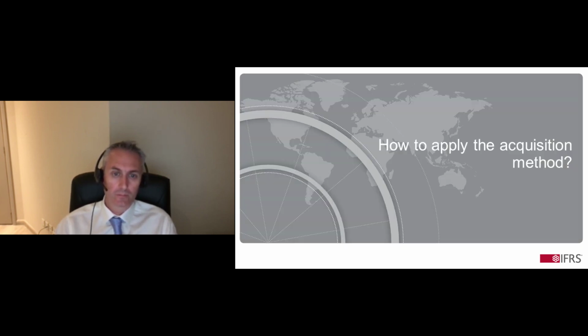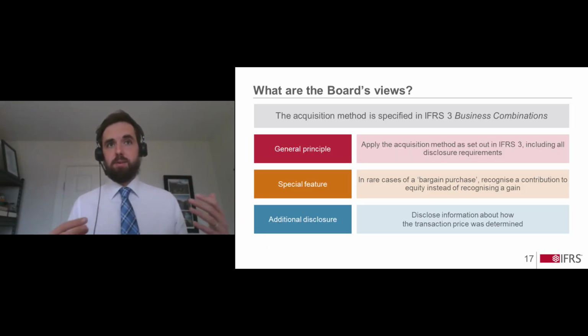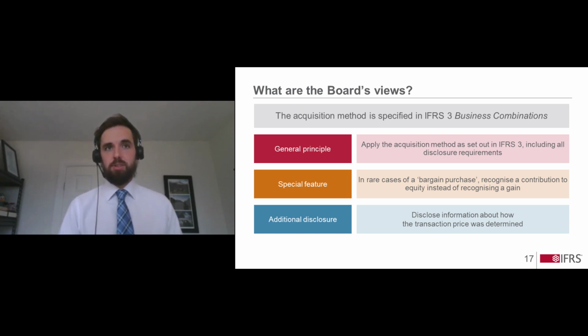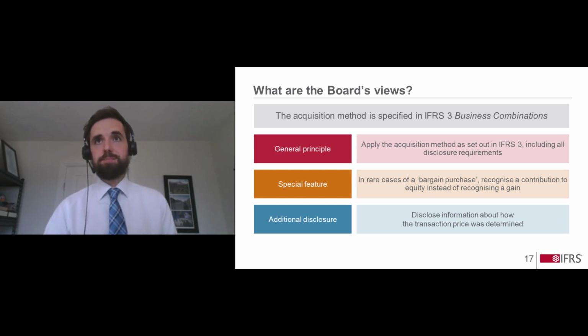Thanks, Bruce. So, as we explained earlier, the board's preliminary view is that in principle, the acquisition method would apply as set out in IFRS 3, because non-controlling shareholders are affected in the same way as they are in any other business combination. But there's a special feature that is not present in business combinations between unrelated parties and could be present in business combinations under common control. So because of that special feature, the board's suggesting that if there's a bargain purchase, the nature of that is a contribution to equity. So the receiving company should recognise a contribution to equity instead of recognising a gain.